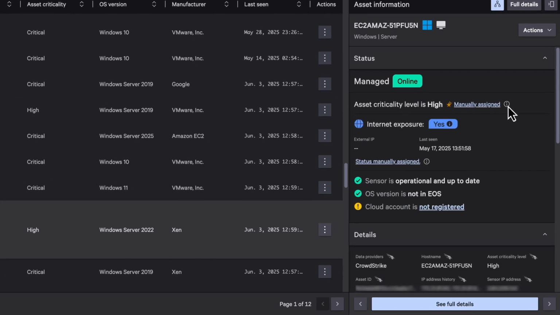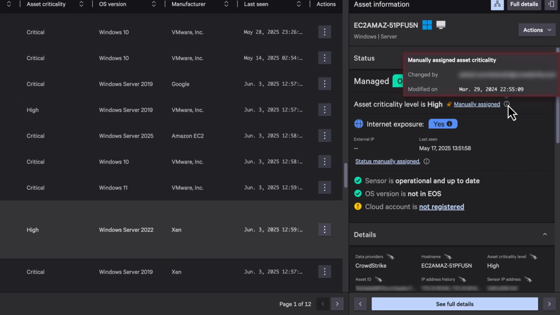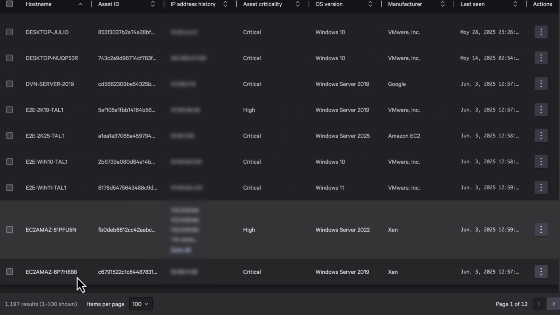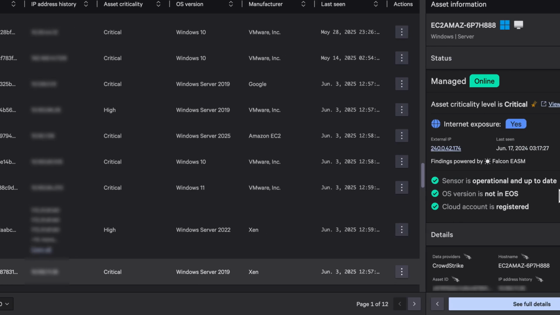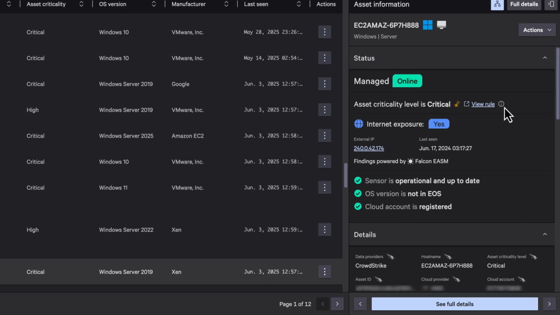Let's look at how criticality assignments are done. Here, we've manually marked this server as critical because of its internet exposure and management of sensitive workloads. While manual categorization works well for one-off prioritization, it does not scale well. The better approach is to move to automated rules.